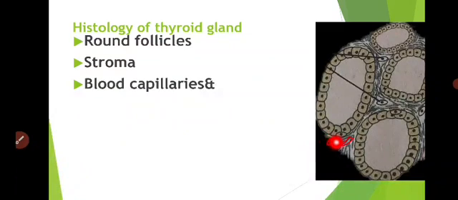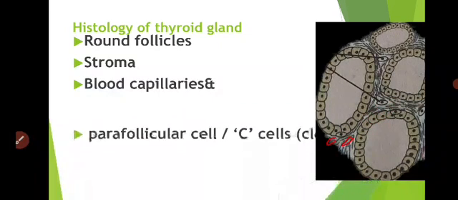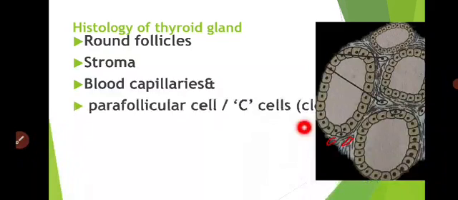Stroma contains the blood capillaries. Here the blood capillaries are present, and the small group of parafollicular cells, that is the C cells, are also present. Thyroid follicles are composed of a cuboidal epithelium resting on a basement membrane, filled with the gelatinous colloid.